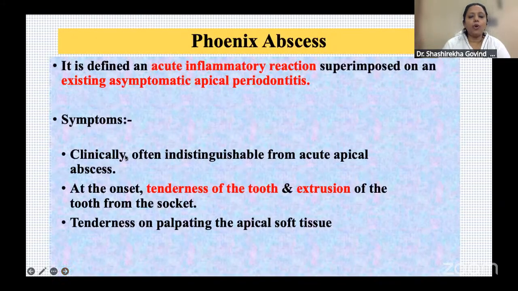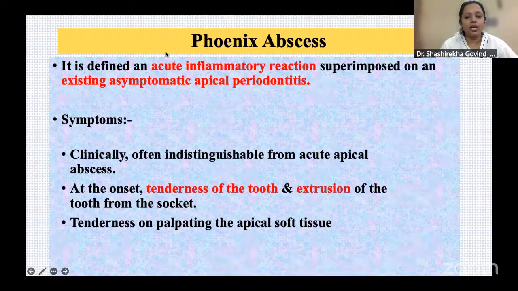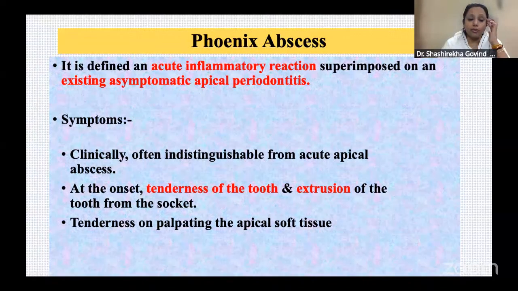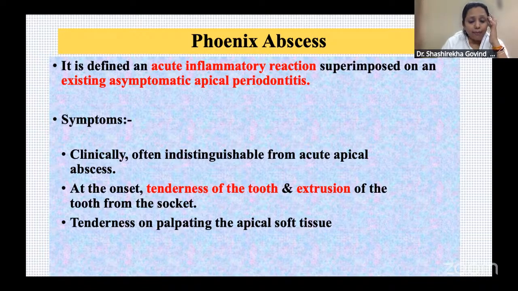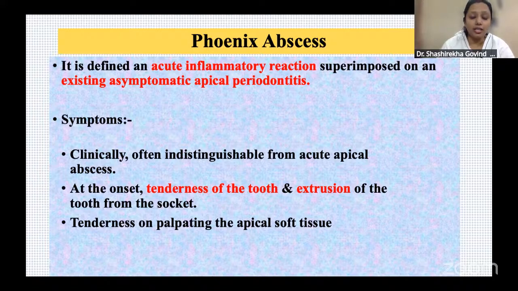Okay, then what is Phoenix abscess? Phoenix abscess is defined as an acute inflammatory reaction. It is an acute exacerbation of a chronic condition. So where there is asymptomatic apical periodontitis, suddenly it bursts out and the patient will experience a severe type of pain. So that is called Phoenix abscess.